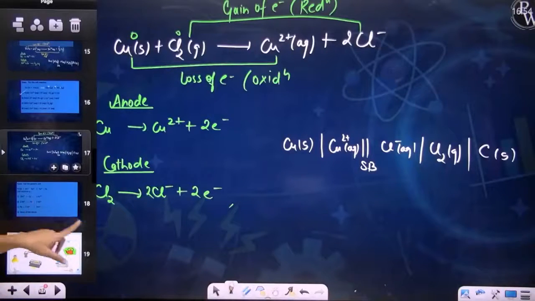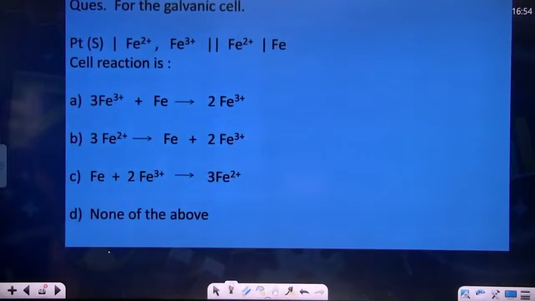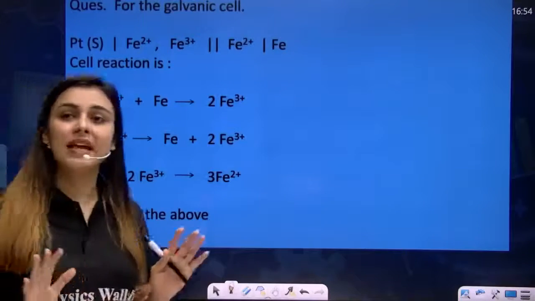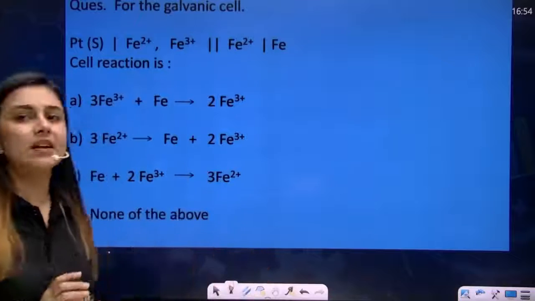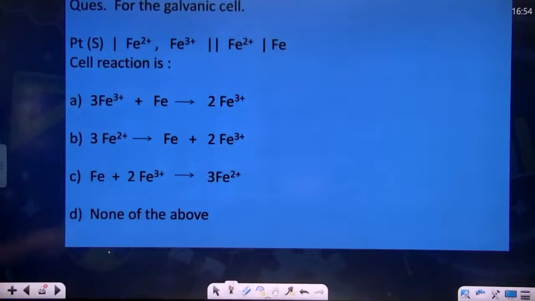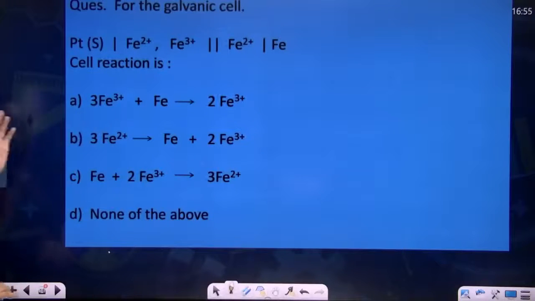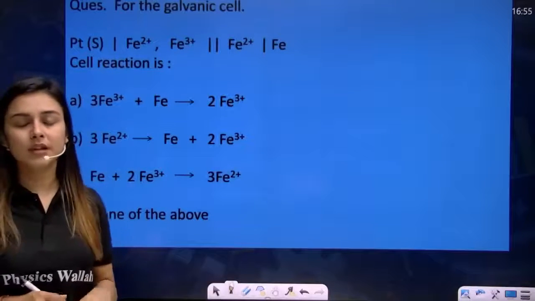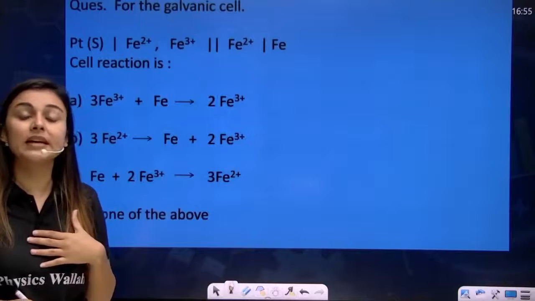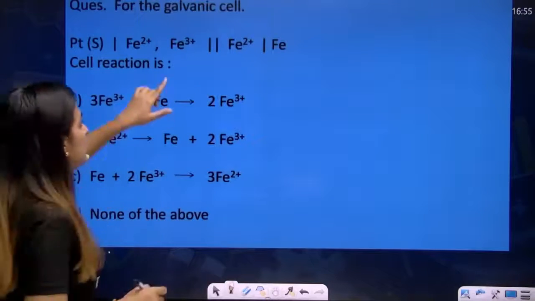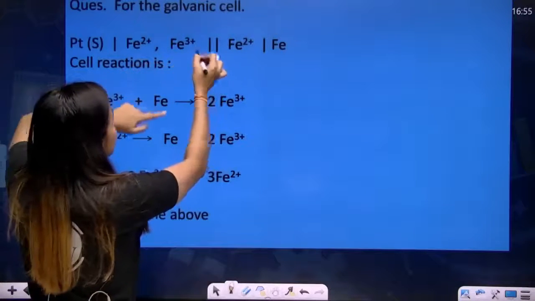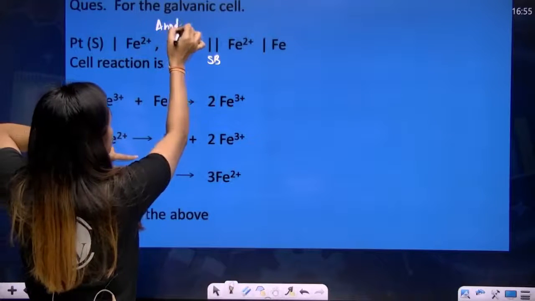Next, you have another very important question. The question says that you are given the cell representation and you have to give the correct cell reaction. So first, I have been given the cell representation. Let me find the net cell reaction. I know that this is the salt bridge, this is the anodic part, and this is the cathodic part.